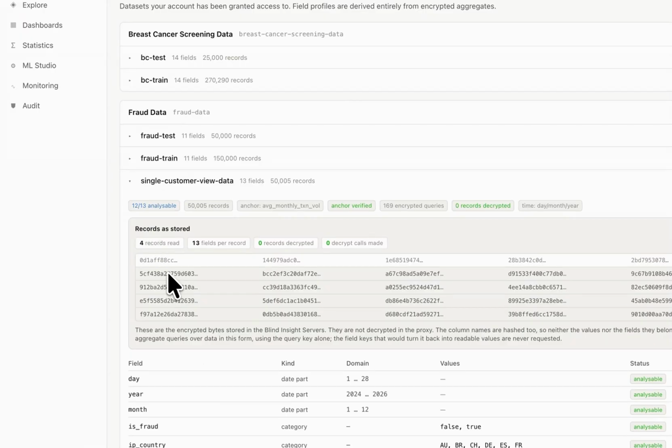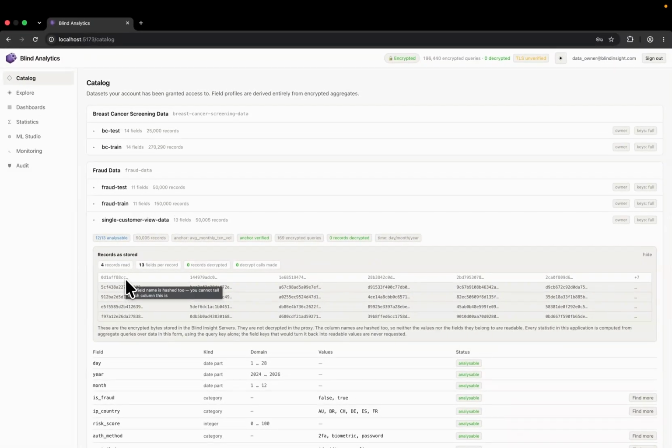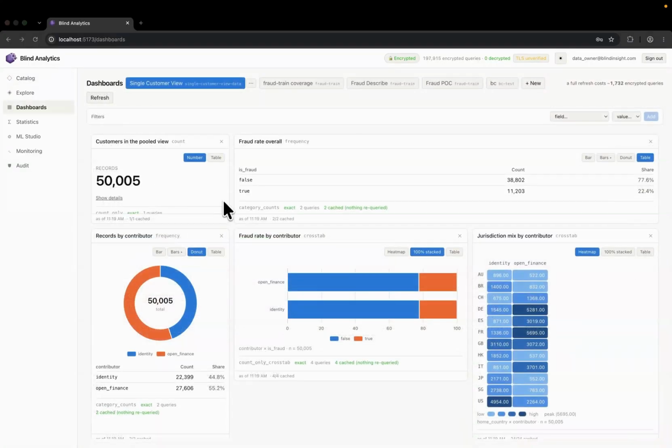Then all of these records are encrypted, where the fields are hashed and an operator who's looking at these records cannot infer anything. Now I'll take you to the dashboards page, where every statistic that's shown on that page is calculated directly from encrypted data. So the shared view contains just over 50,000 customer records with an overall fraud rate of 22.4%.